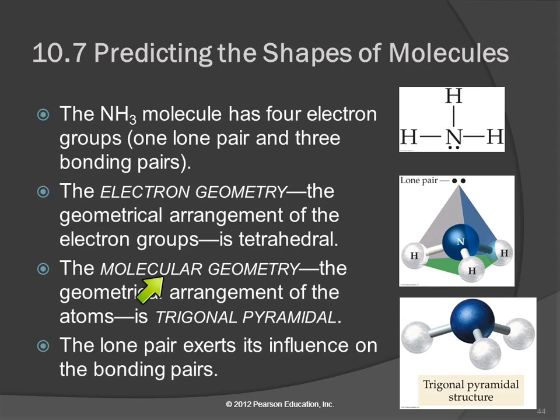But if we look at the molecular geometry, we're not looking at the electrons. The electrons are too small. We're just looking at the atoms, then it's like we've got this tetrahedron, but this top part's invisible. And so what's left is this shape, and that's triangular, but it's not flat. So it's called a trigonal pyramid structure. The lone pair is important because it pushes these hydrogens closer together than if it wasn't there. Does that make sense?